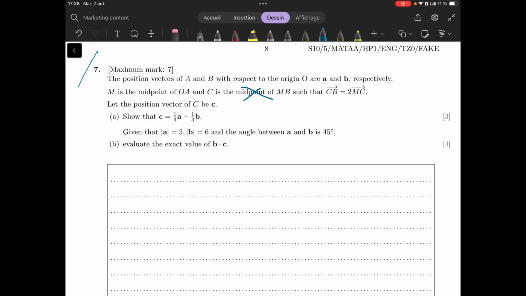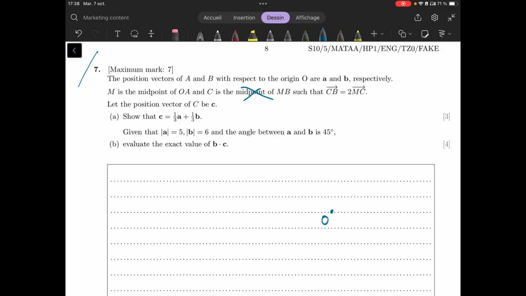This is question 7 on the N25 mark paper 1. You're given the position vectors of A and B. You're given M is a midpoint of OA and C is a point on MB such that this is true. As always, for a vectors question, I would highly recommend sketching the problem.